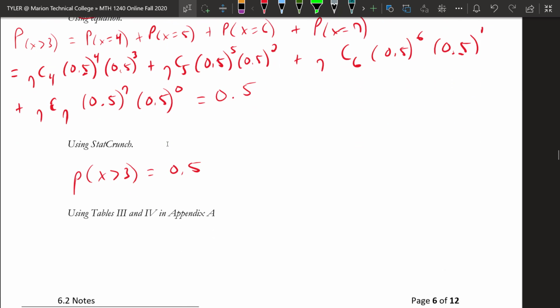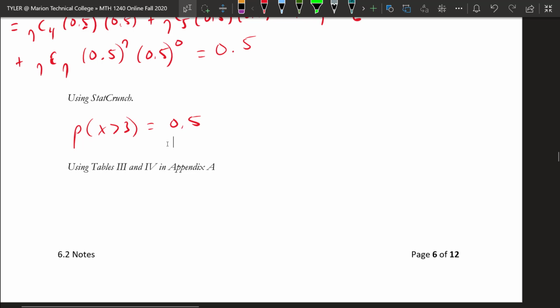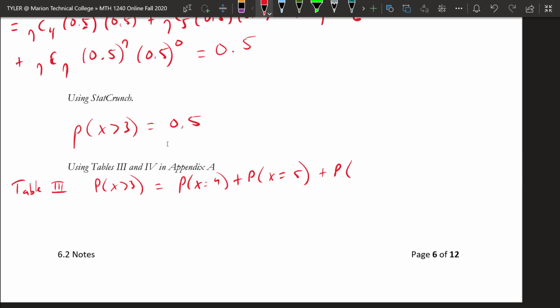So using StatCrunch, we still get that the probability that x is greater than 3 is 0.5. So then to be able to do this using a table, we could do this using either table actually. If I wanted to use table 3, the probability that x is greater than 3 would be equal to the probability that x is equal to 4 plus the probability that x equals 5 plus the probability that x equals 6 plus the probability that x equals 7, right? And I could locate each of those in the table like we did before and add those up, and that would give me 0.5.